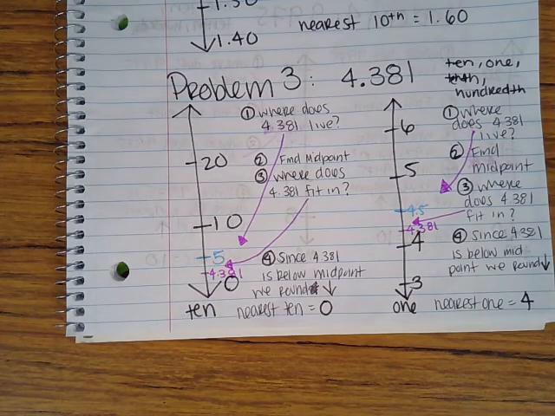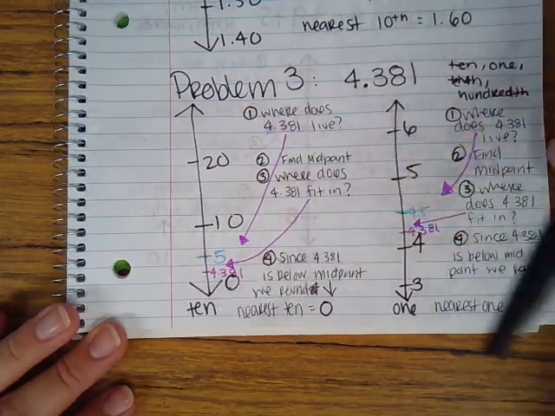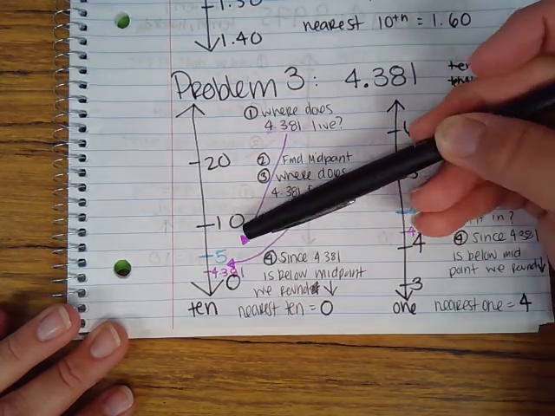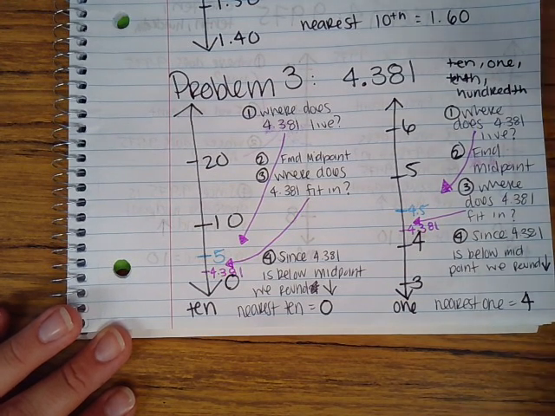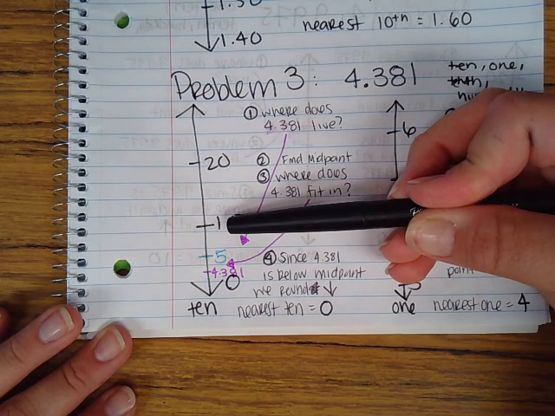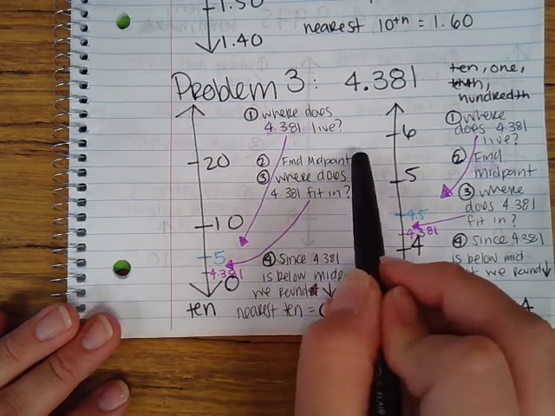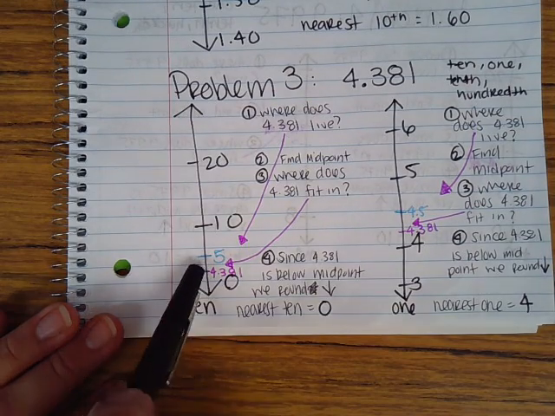All right, so problem 3, we're going to decompose 4.381 to the tens, ones, tenths, and hundredths spot. The first one we're going to look at is the tens spot. I'm going to start my number line down here at 0, go up to 10 and 20. The first question I ask myself, where does 4.381 live? It lives between 0 and 10, right? So I drew my little line down here to remind myself. Now I'm going to find the midpoint, number 2. The midpoint between 0 and 10 is 5.